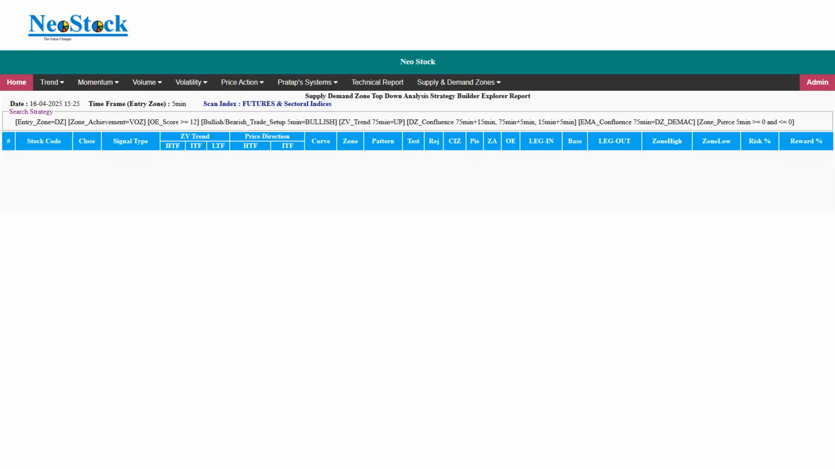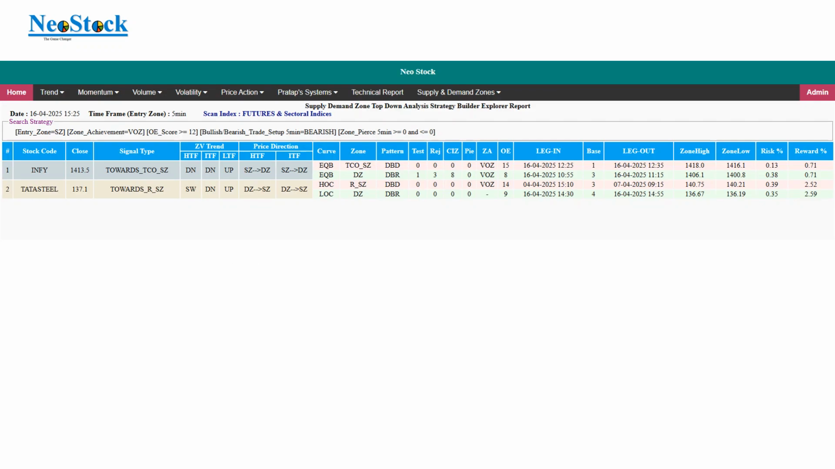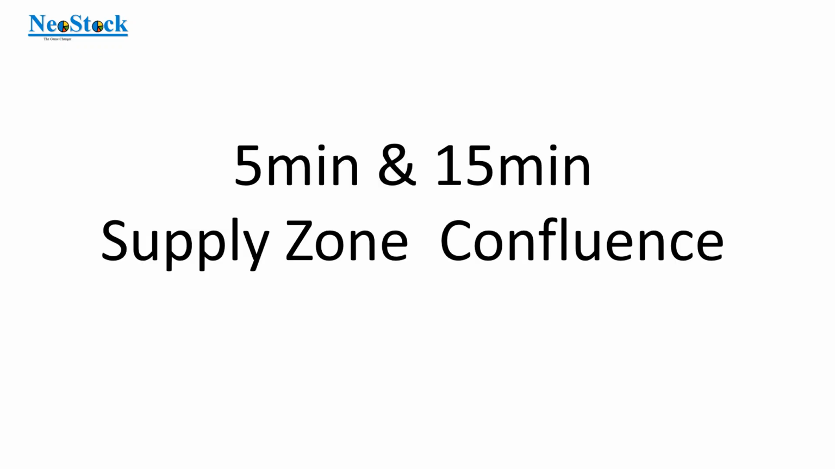Okay, next we will look into LTF, ITF, HTF. Next we will look into bearish trade setup supported stocks. We got 2 stocks, and the entry time frame zones are 5 minute supply zones. Let's verify, out of these 2 5 minute supply zones, how many are having ITF supply zone confluence. That is 5 minutes and 15 minutes supply zone confluence.